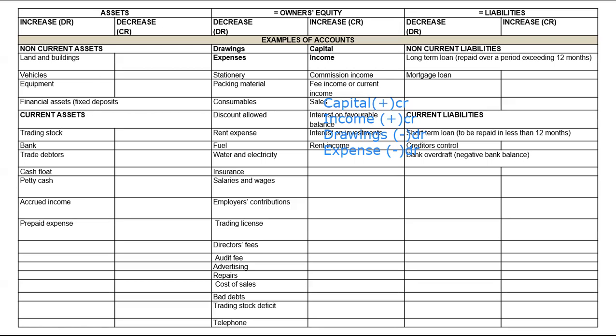Do not forget all of this. I can't go back to this list, but by now you should know what is an expense, what is an asset, and stuff like that. Trade debtors, please know that trade debtors is the same as debtors control.